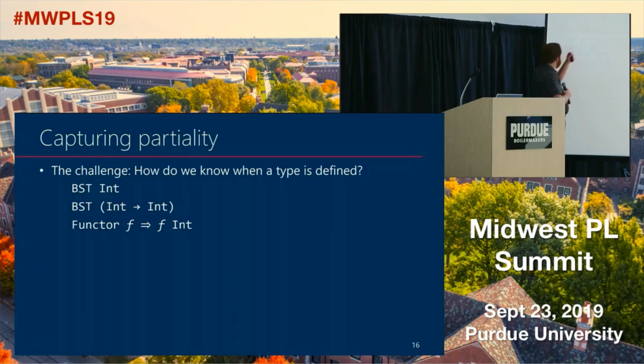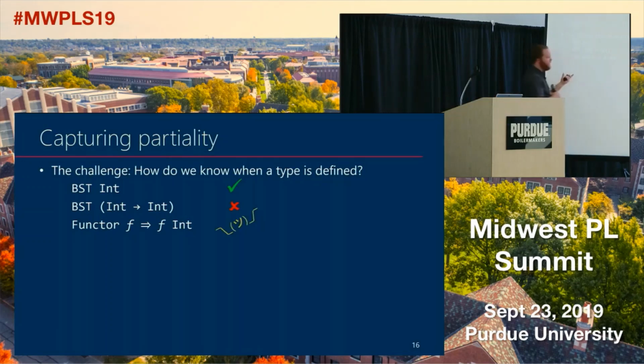So this type, BST A, let's get the invisible checkmark and X up here. This type BST A kind of makes sense, right? BST Int makes sense. We know how to order ints, so we can build a search tree of them. This type, BST (Int -> Int), doesn't make as much sense, right? I mean, we might be able to conceptually talk about how to order Int -> Int functions, but it takes a long time, and so Haskell doesn't give us that instance.